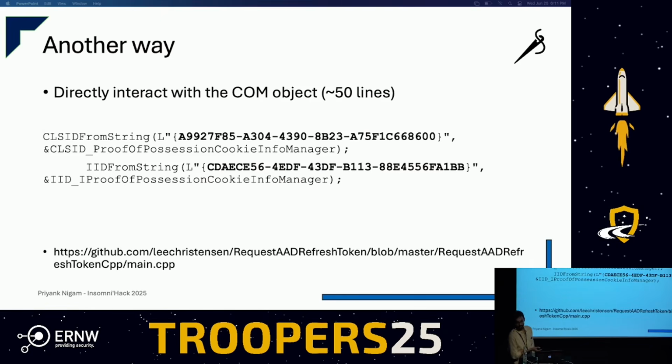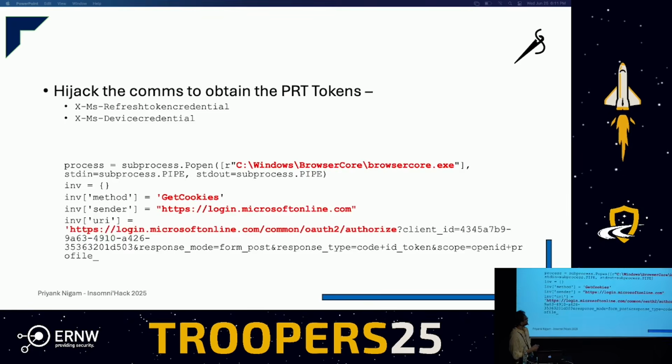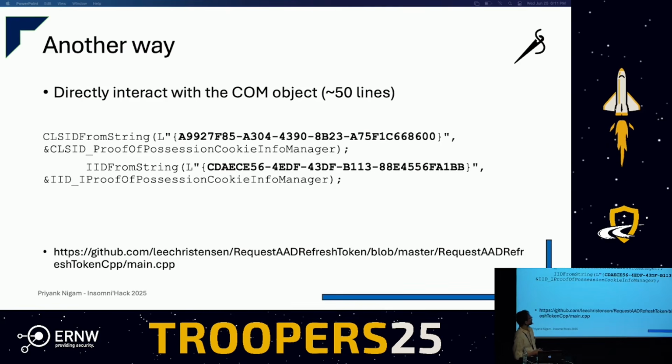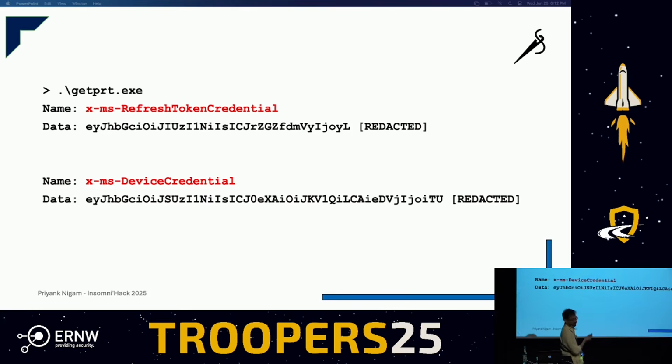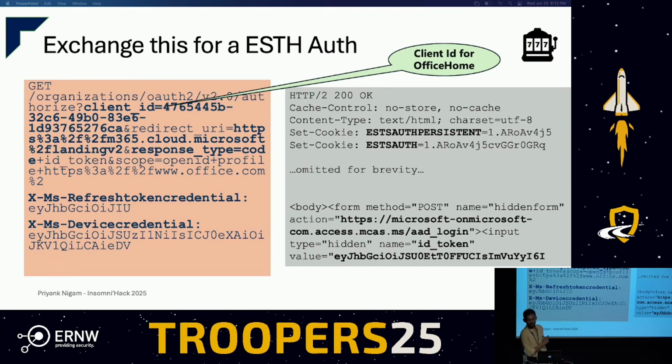Or you can directly interact with the COM object, as I said. These two are the class IDs. This is, again, public. You could just grab this script, create an exe file, and then you're going to get these two particular headers back, which I think now is actually four, because I'm now seeing x-ms-DeviceCredential1 and x-ms-RefreshTokenCredential1 as well. That keeps changing. It doesn't matter as long as this functions. This has a really low detection rate. They don't care because, I don't know.